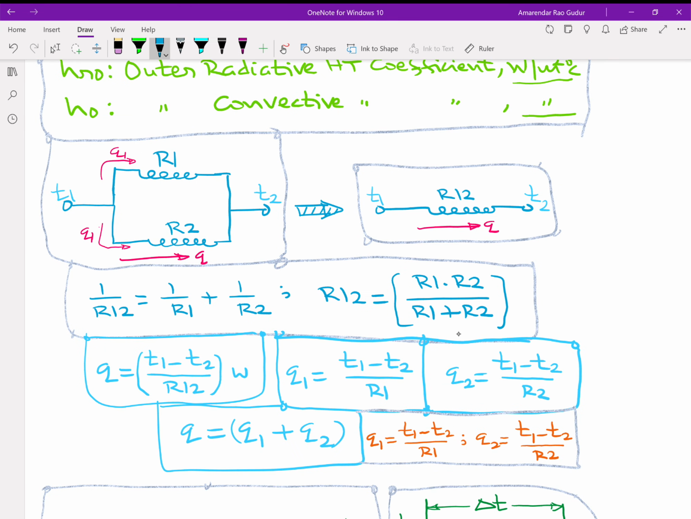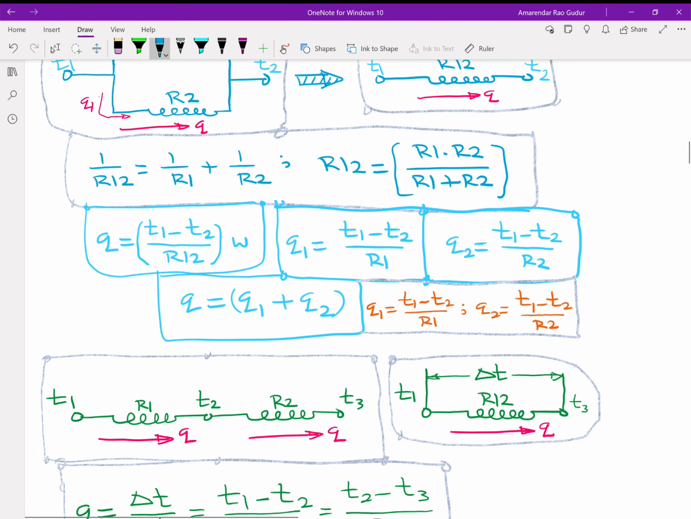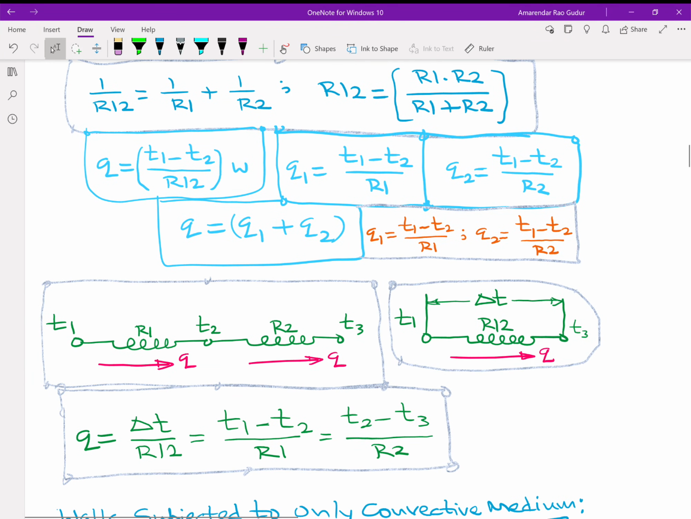When you have R1, R2 working in parallel, then 1 by R12 is 1 by R1 plus 1 by R2. So their equivalent resistance, if you simplify, will be the product of their individual resistances upon the sum of their resistances. So obviously you can find out Q as delta T by R equivalent.